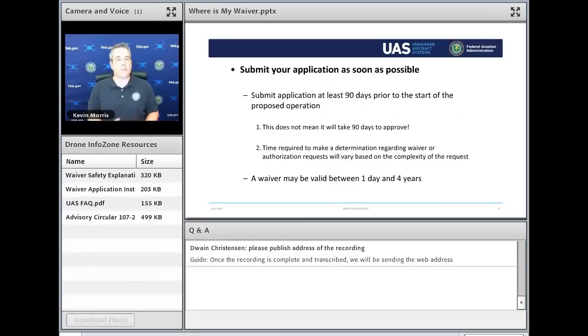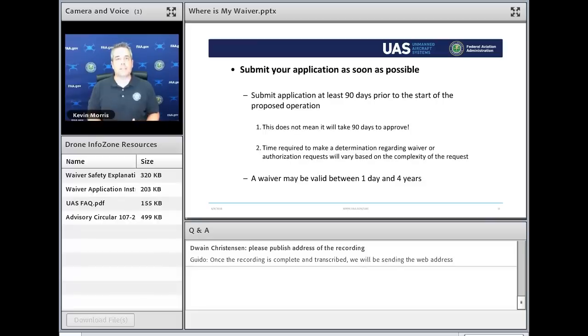Some key points to remember. When you're going to submit an application for a waiver, submit that application as quickly as possible ahead of time. We request 90 days prior. Now you're thinking, wait a minute, you just told me it only takes 30 days to approve a waiver. That is certainly our average, but we want you to understand that we sometimes need longer than 30 days to approve a waiver, depending on its complexity or where it happens to be operating from.